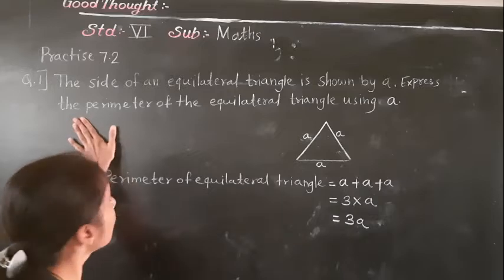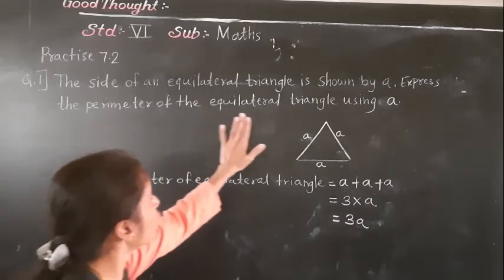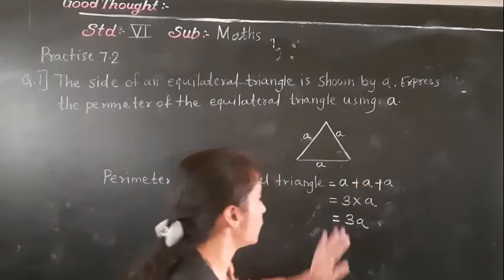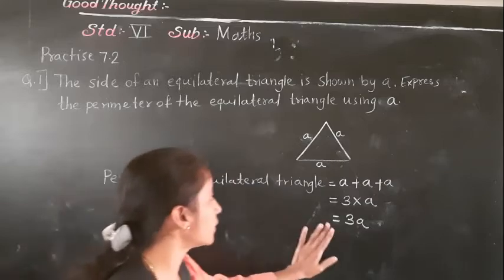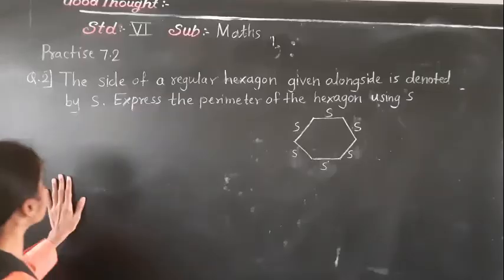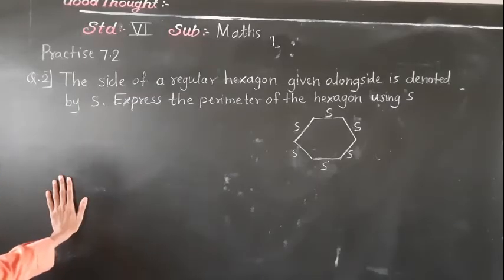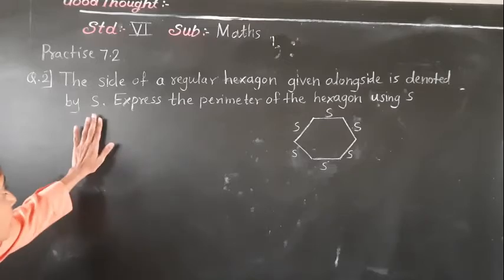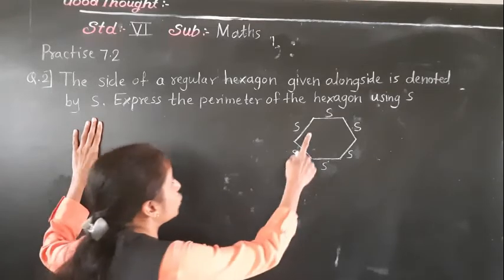What is given? Express the perimeter of the equilateral triangle using A. So the perimeter of the equilateral triangle is 3A. Let's solve question number 2. The side of a regular hexagon is denoted by S.